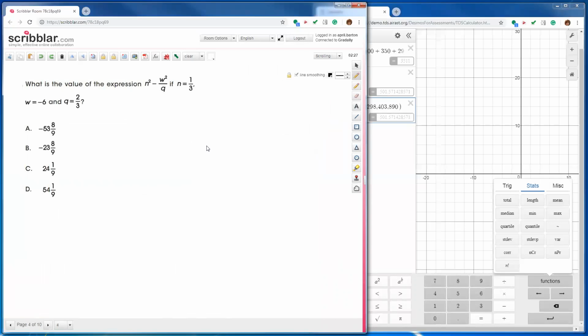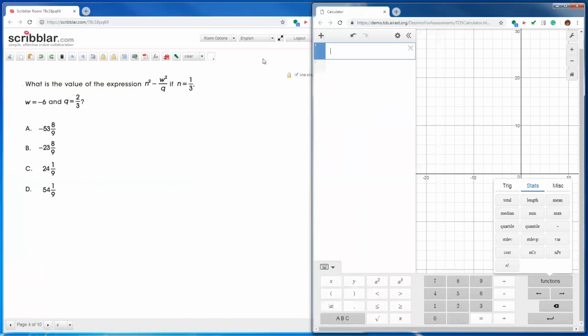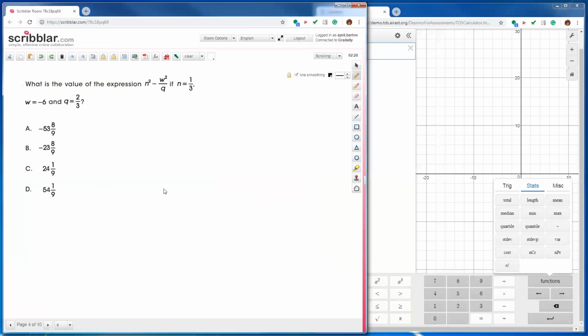Okay. So again, I've picked a lot of questions to focus on how do we use this calculator since it's a new calculator. Like I said, they've been making a lot of changes to the OGT recently, so trying to get used to all those different changes. So what is the value of the expression n squared minus w squared divided by q if n equals 1/3, w equals -6, and q equals 2/3? So this one looks like a lot of work, but it's mostly going to be, how do I plug this into the calculator?